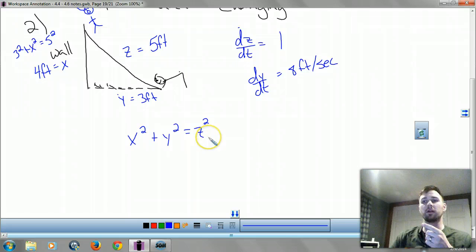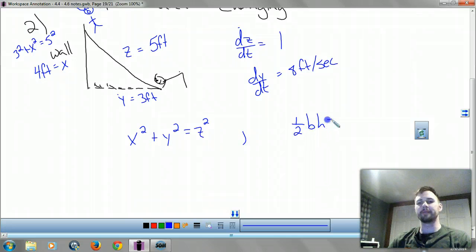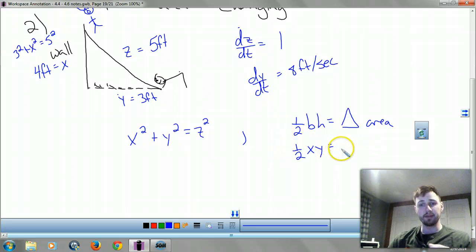Or another equation we're going to have to look into, but we aren't going to do yet. So hold on to your horses. Because another area formula we should keep in the back of our head is 1/2 base times height, the area of a triangle, right? In this example, 1/2 x, y is our base and our height would equal the triangle area. So keep that in the back of your head.